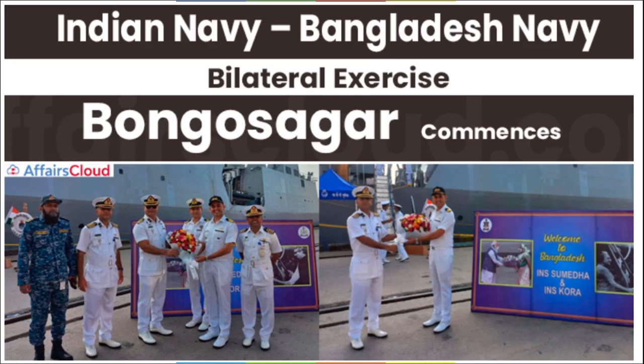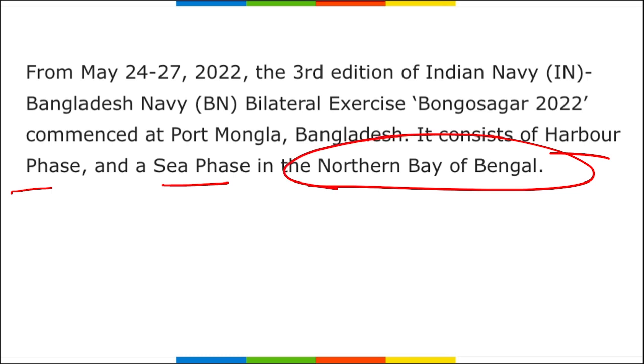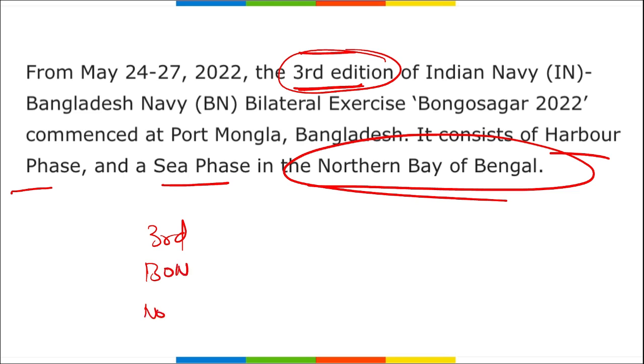Next, similarly, here we saw this exercise coordinated patrol was between Indian Navy and Bangladesh Navy. Similarly, remember there was another exercise that was conducted between Indian Navy and Bangladesh Navy only, that was Bongosagar. Highly important. And what was the location? This was also conducted in the northern part of the Bay of Bengal, Bongosagar. Here you can see it consisted of a harbor phase as well as a sea phase, and the sea phase was conducted in the northern Bay of Bengal. As I told you to remember the edition also, this is the third edition of this exercise of Bongosagar, and where was this conducted? In the northern Bay of Bengal.